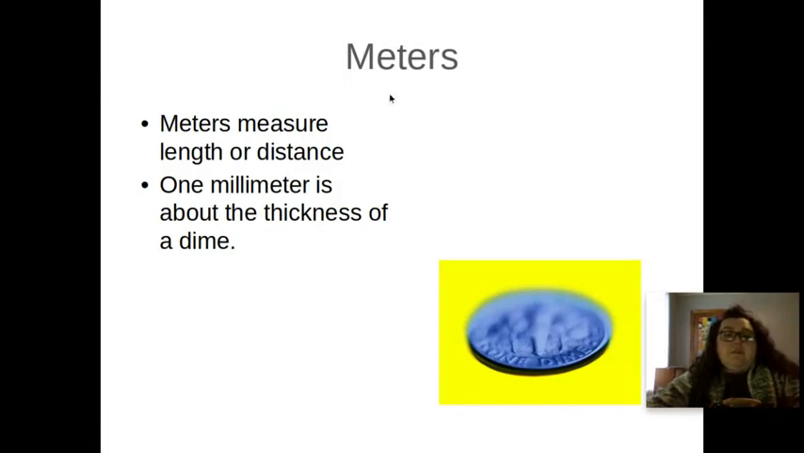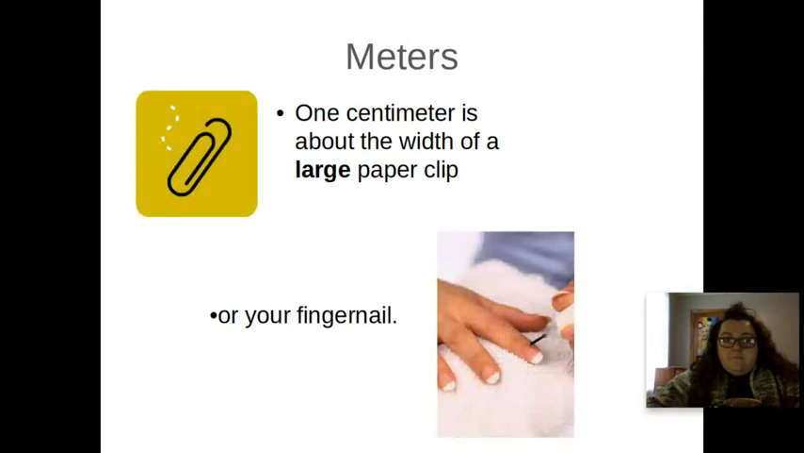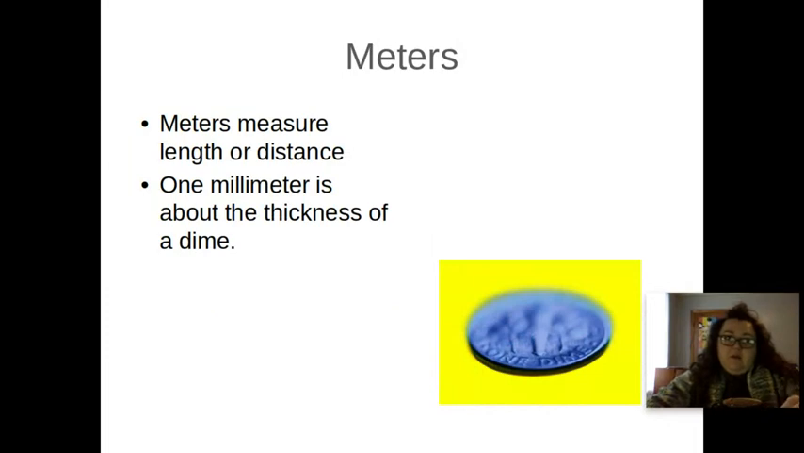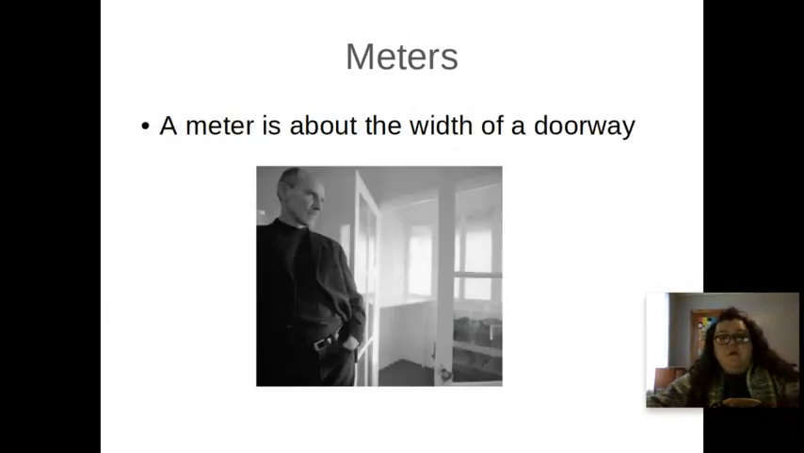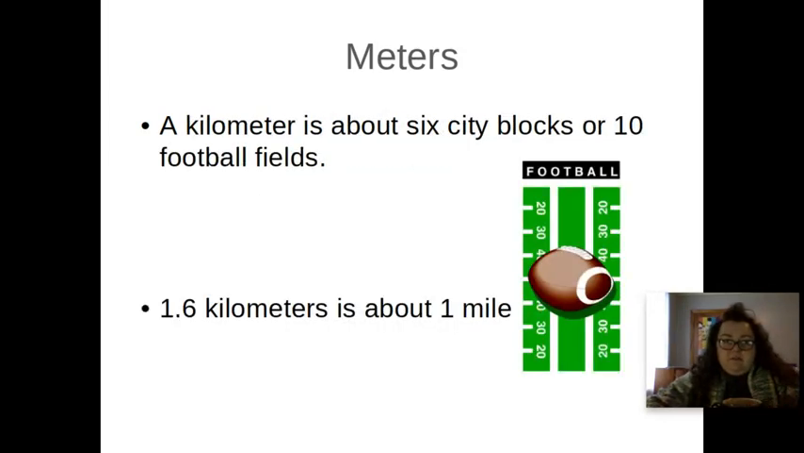So meters. Meters measure length or distance. 1 millimeter is about the thickness of a dime, so that's not very big at all. 1 centimeter is probably around the size of a paperclip or your fingernail. So this is just giving you some everyday items to compare these measurements to. So millimeter is about the thickness of a dime. And then a centimeter is about the width of a paperclip. And then a meter is about the width of a doorway. So that just kind of gives you some things to compare these distances to.